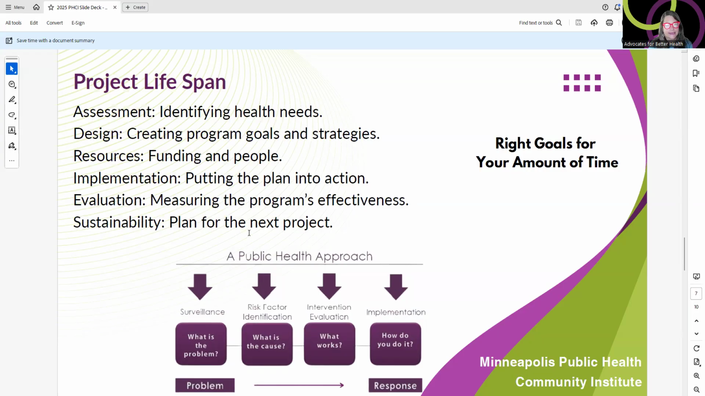And then lastly, sustainability. What's the plan for the next project? Because these are time-limited projects and funding-limited projects, you're almost always going to identify 1, 2, 10 things that you could work on next. So the lifespan circles back and you start planning for the next project.